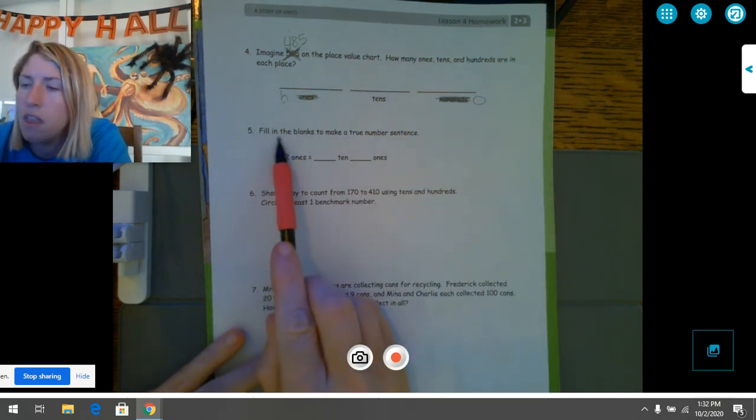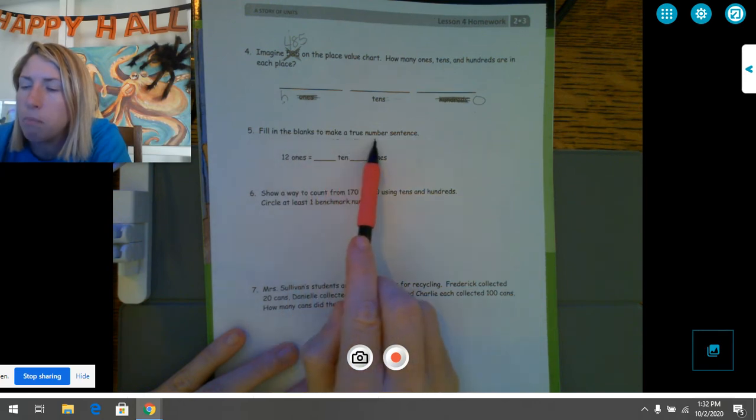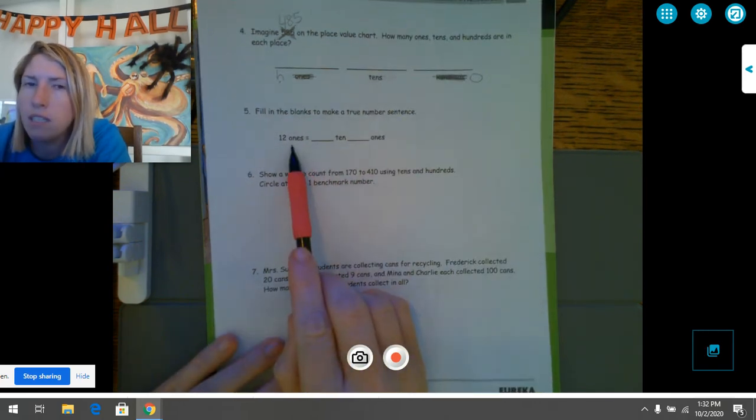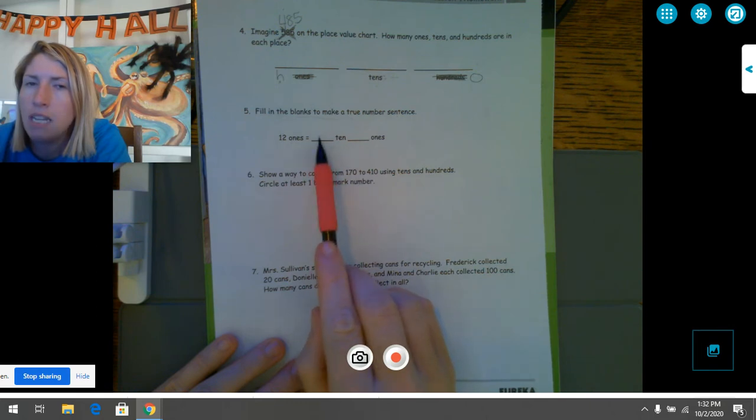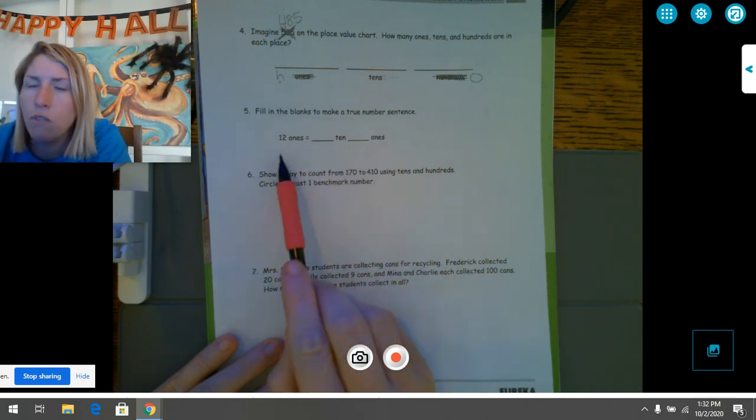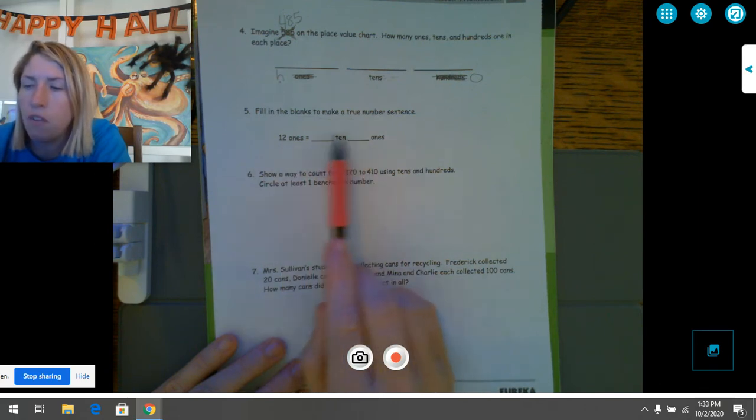Okay. Fill in the blanks to make a true number sentence. 12 ones is the same as how many tens and how many ones. So if you look at this 12 here, how many tens are in that number and how many ones are in that number? That's what you're going to put here on the line.